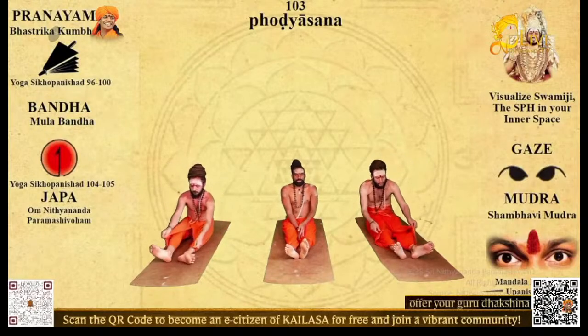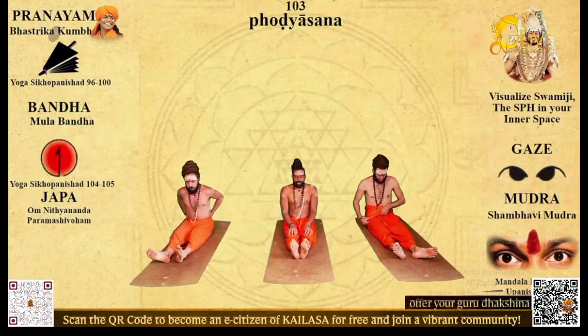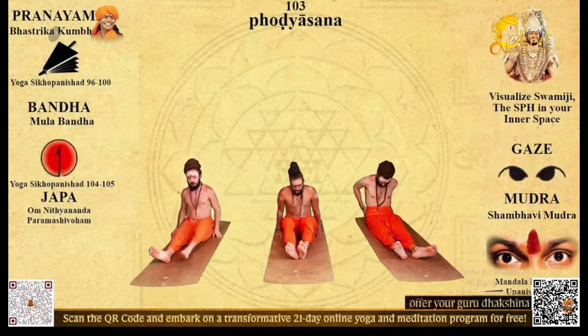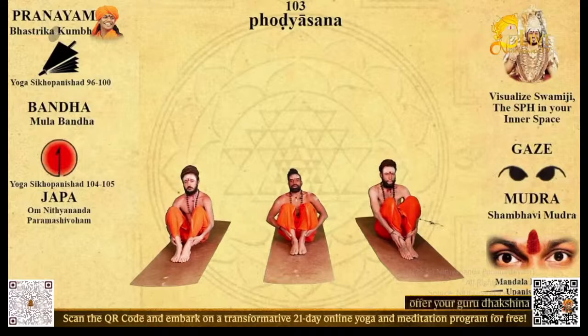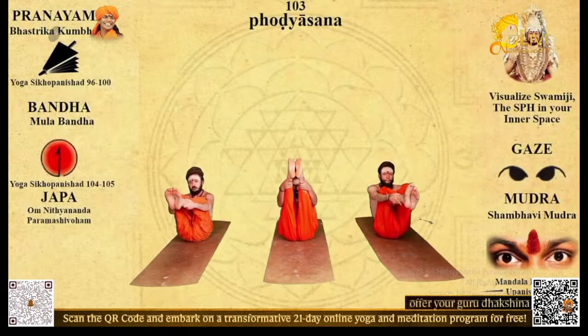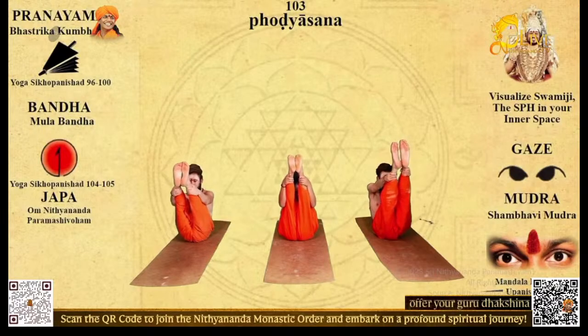Now we'll be starting the new pranayama, Bhastrika pranayama, which is rapid, forceful exhalation of air outside. Now hold the calves with both the hands. Now lift the feet up towards the sky as you bring head to the knees. Visualize Swamiji in your space. Engage Mula Bandha.